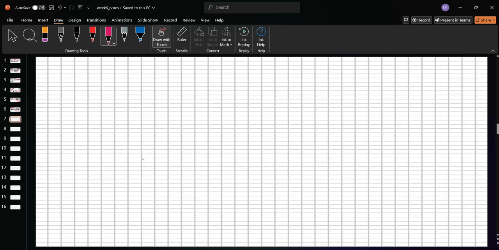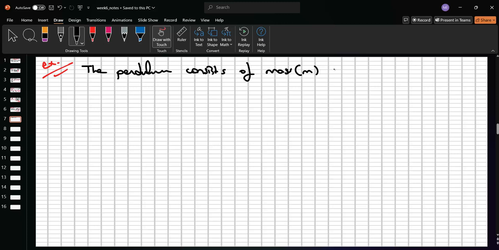So, what about this one? We can write the examples in here. Example: show the pendulum consisting of mass and rod length L.